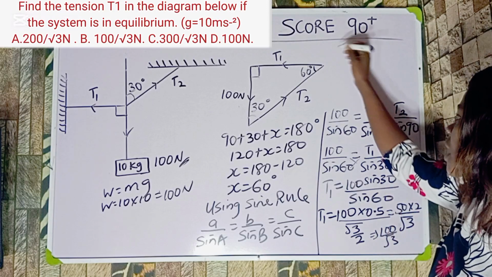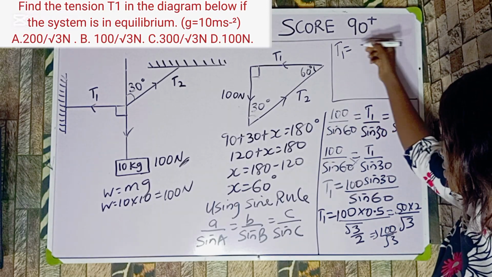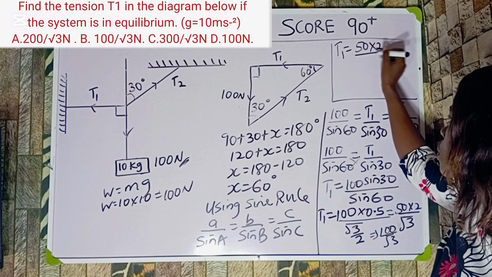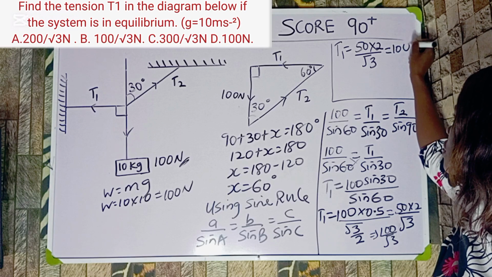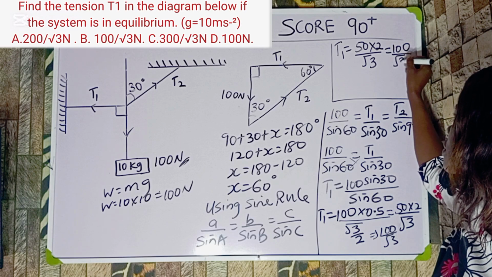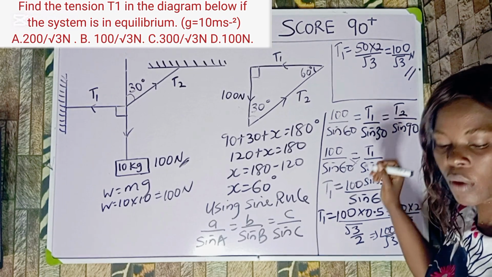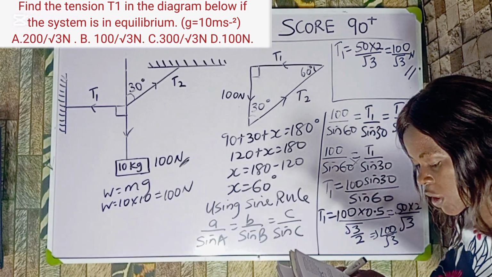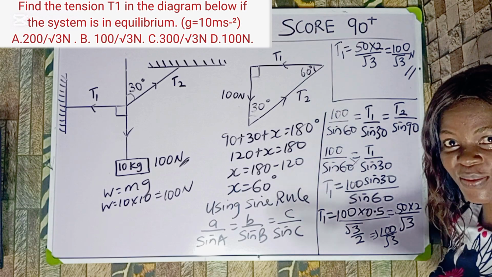Okay, so let me read it. My T1 is equal to 50 times 2 over root 3. You multiply, and it is going to give me 100 over root 3 Newton. Is that clear? Now from what we've got so far, the correct option to this question is option B. I hope that is clear. So let's go to the next one.